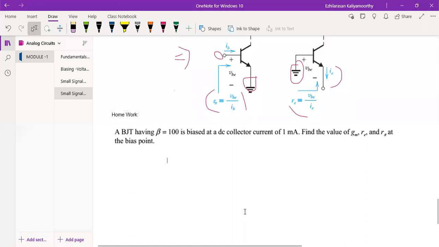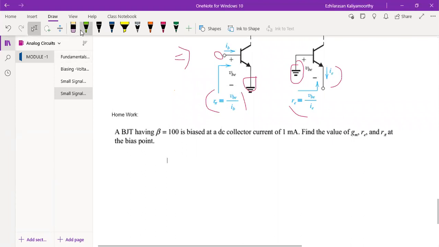So this is your homework. Note down the problem. A BJT having beta equal to 100 is biased at a DC collector current of 1 milliampere. Find the value of GM, RE and R pi at the bias point. So use the formula and get the answers. Keep all the answers to whatever questions I'm asking here, so that in one single shot you can upload them in your Google Classroom.